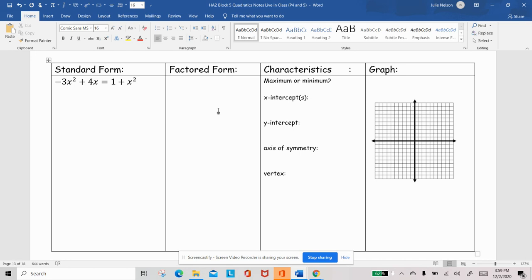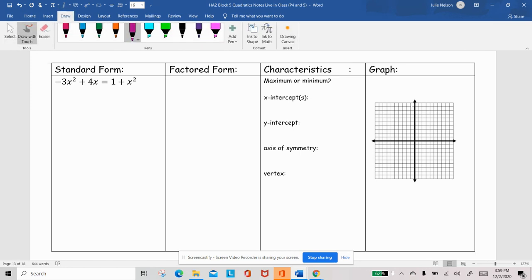Descending means it goes down from the highest power to the lowest power. So if I make my equation equal to 0, I need to move this 1 over to the left by subtracting 1. And I need to move this x squared to the left by subtracting x squared. So I have a total of negative 4x squared plus 4x minus 1 equals 0. That is setting the equation equal to 0 and putting it in descending order, because notice it goes x squared, x, no x. Okay.